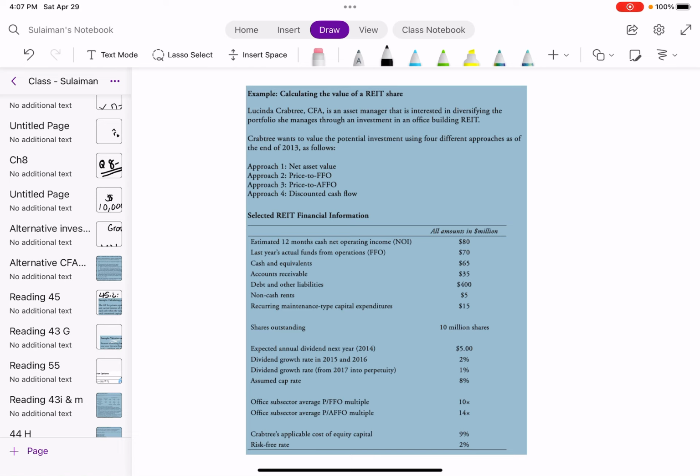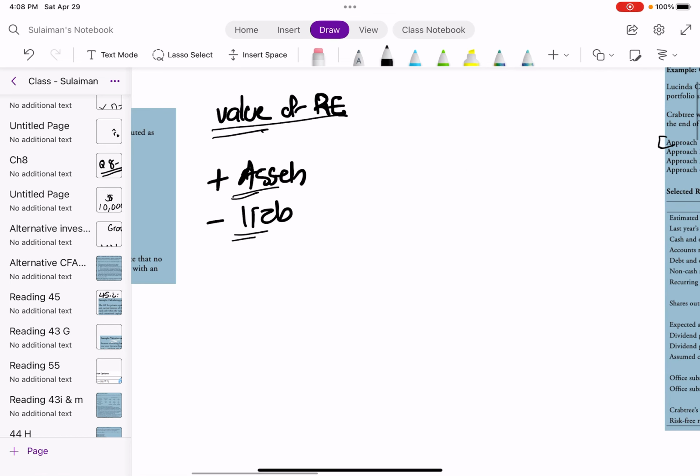We want to calculate the value of a REIT share using 4 approaches. We're just going to concentrate on the first approach today, which is the net asset value approach. So what we need to calculate this are 3 numbers.